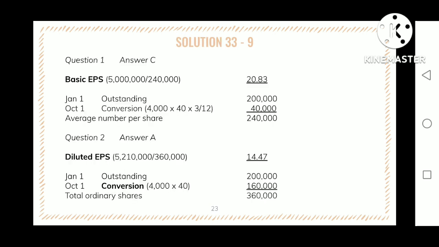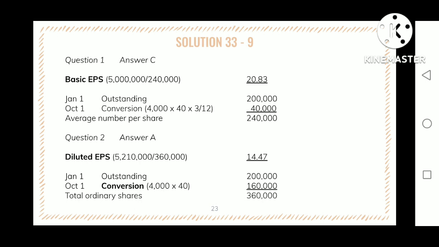For our solution, for question 1, what is asked is the basic earnings per share and our formula is net income over ordinary shares actually outstanding. The net income is given. We have here 5 million and on January 1, the outstanding shares is 200,000, also given. On October 1, there was a conversion. So, 4,000 bonds payable times 40 times 3 over 12, the number of months from October to December, will arrive at the amount of 40,000. Let us add, the average number of shares is 240,000. So, 5 million divided by 240,000 is equal to 20.83.